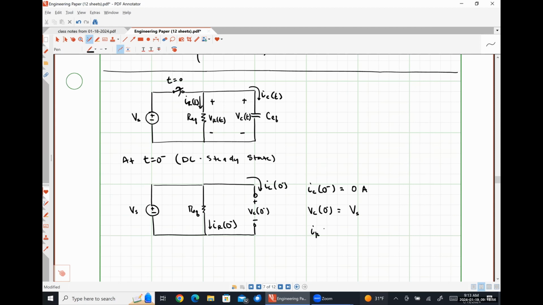IR at 0 minus is going to be what? Vs over Req, absolutely correct.